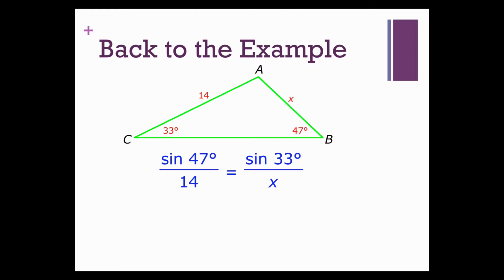Cross multiply. I skipped a lot there. I cross multiplied, I got x times the sine of 47 equals 14 times the sine of 33. Then I divided by the sine of 47. Plug that monster into my calculator. Lo and behold, 10.43. That's an approximate answer. Store it just in case you need it later.